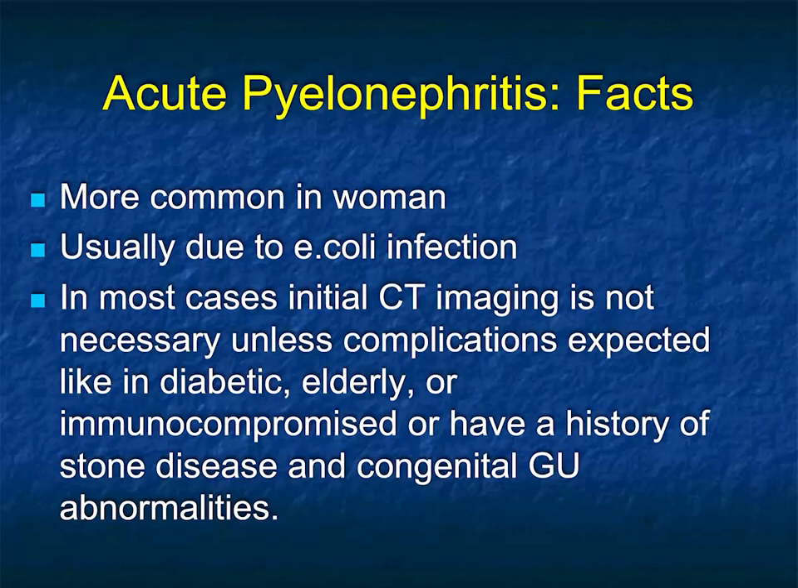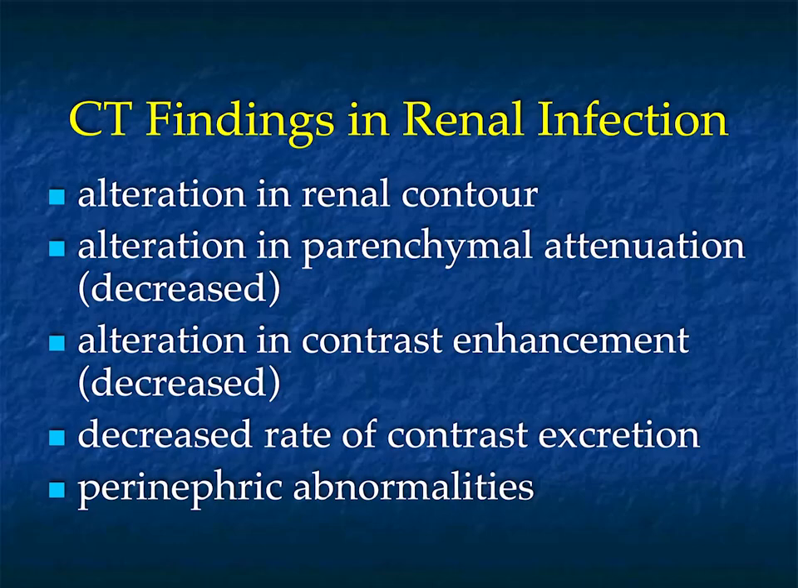But I think to really make the diagnosis in every case, you need IV contrast material. The things we look for: changes in renal contour. We look for changes in parenchymal attenuation, typically decreased attenuation. We look for alterations in contrast enhancement, where it's not as bright in the cortex and medulla in one kidney compared to the other. And we look for decreased rate of contrast excretion. Again, with infection, often excretion is delayed.